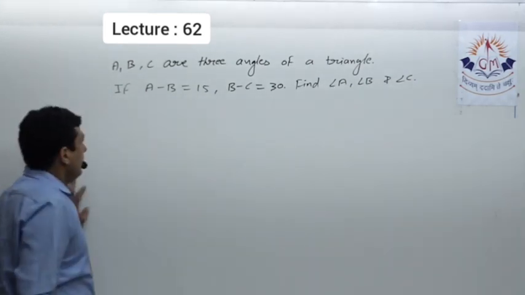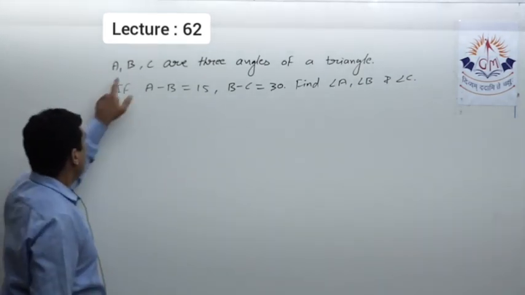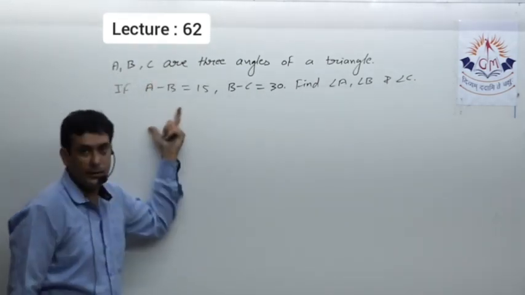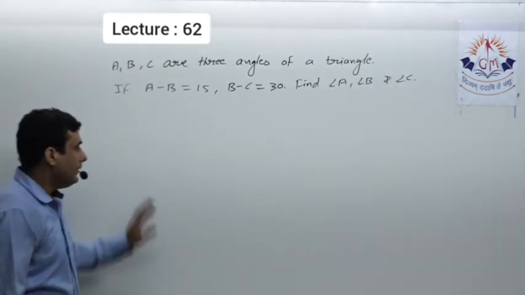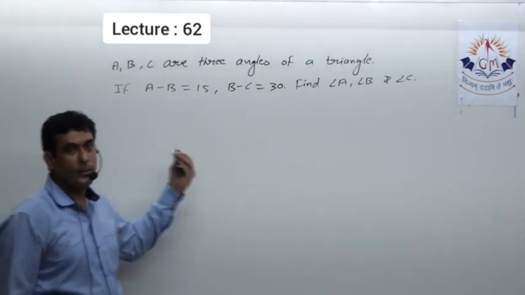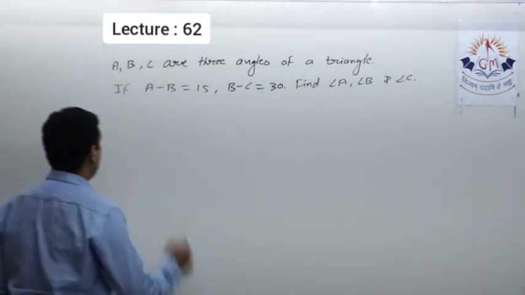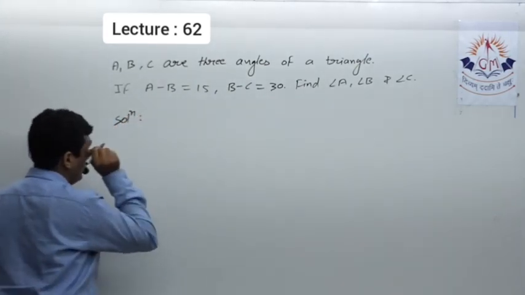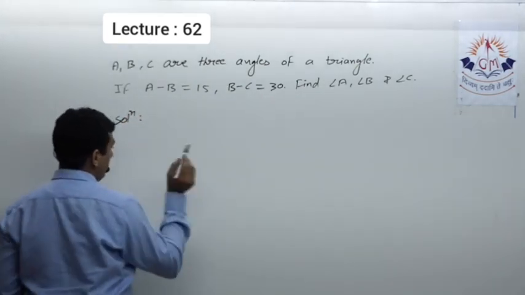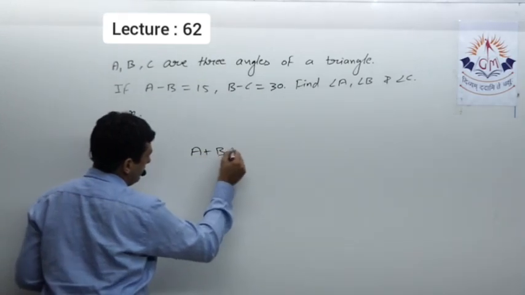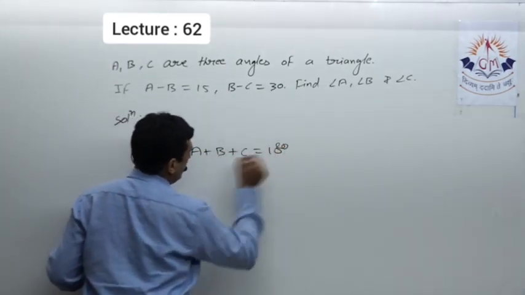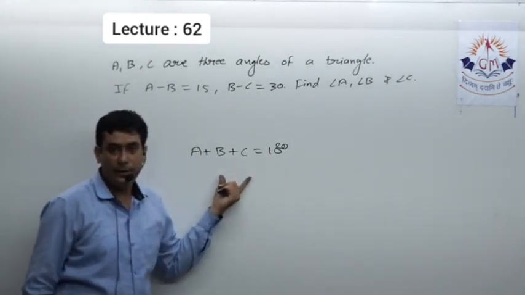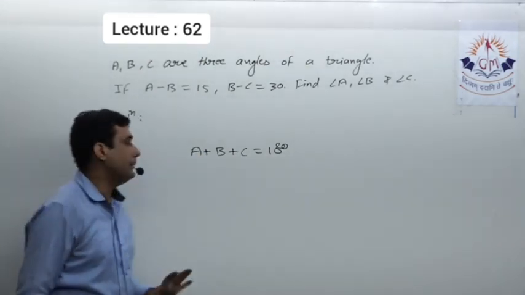Okay, so it's a very basic question. The measures of A, B, C are three angles and there is a relation between the angles given, and one relation we already know, that A plus B plus C equal to 180. So let us see its solution. Suppose we have here A plus B plus C equal to 180 degree. Now using these two we have to find the measure of angle A, B and C.